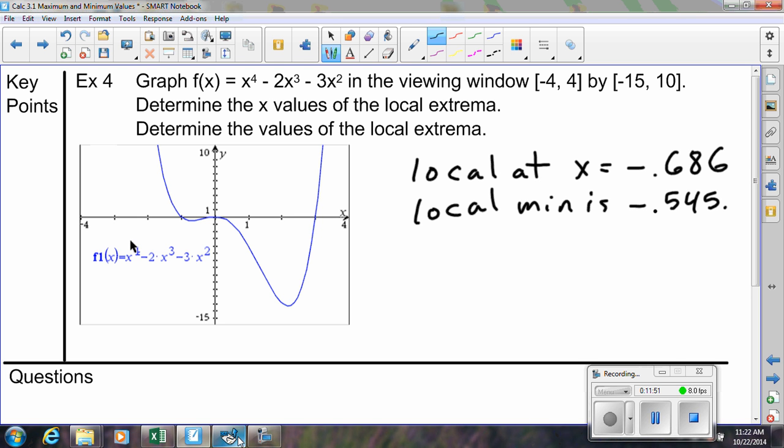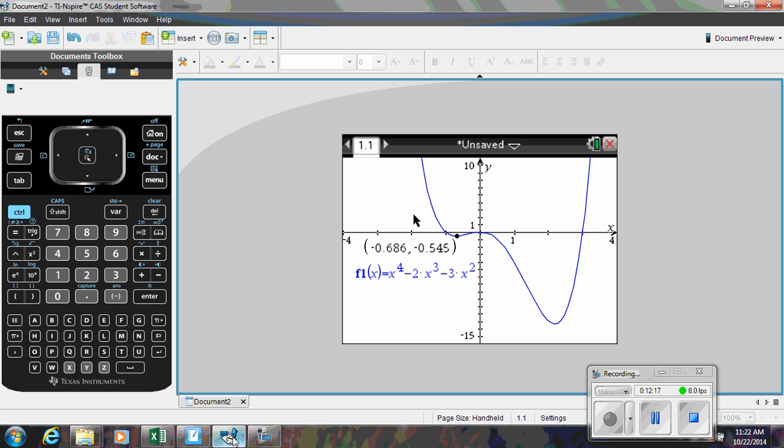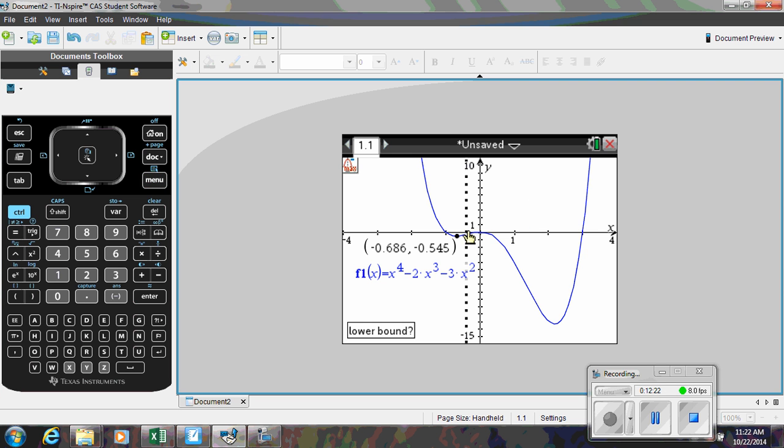And we will do this for the other two. When you use this same feature, we will get a local maximum at an x value, and the local maximum is the y value. So we'll come back over and quickly go Menu, Analyze Graph, Maximum, left bound, right bound. Cool beans, we've got 0, 0.